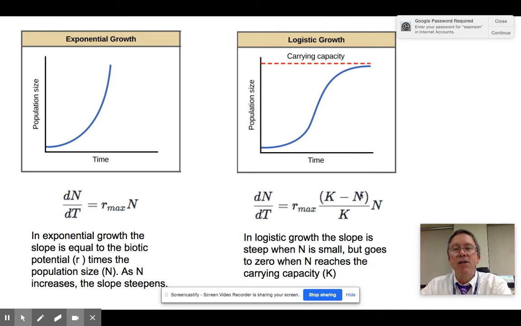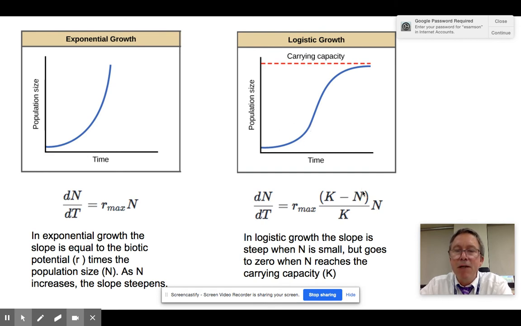Well, let's just say your population is very, very small. Then what will happen is this approaches 0. So K minus 0 is K, over K is 1. So basically, you're just at this and you're going to experience this. That's what we have here when the population is very small.